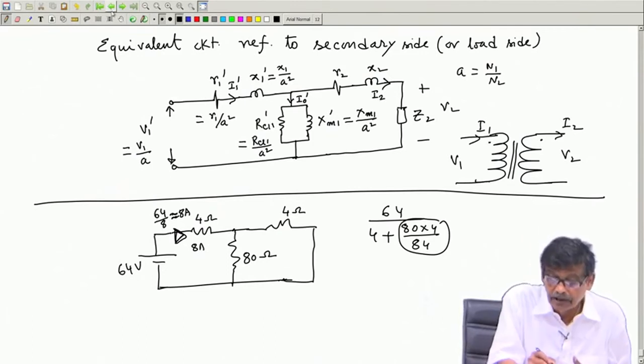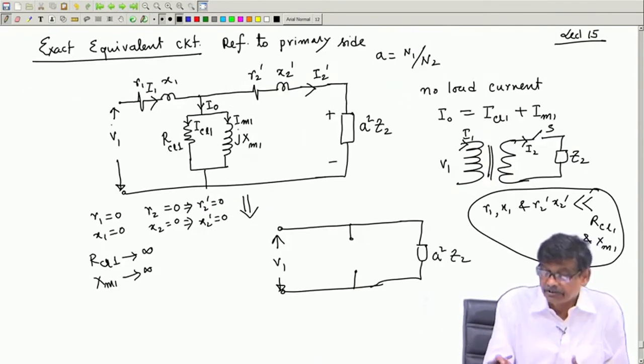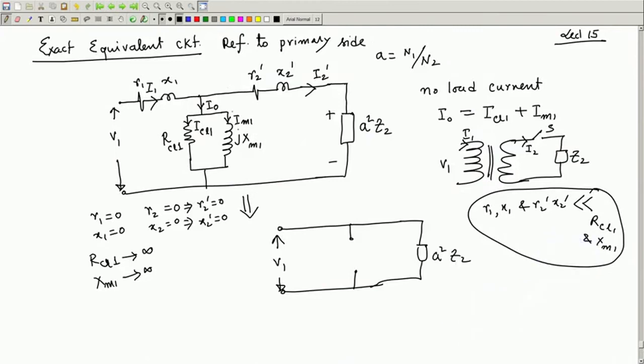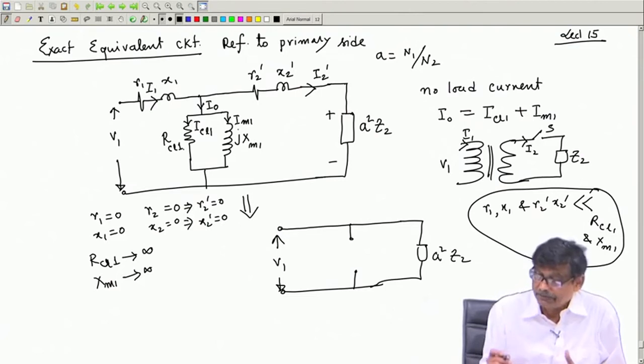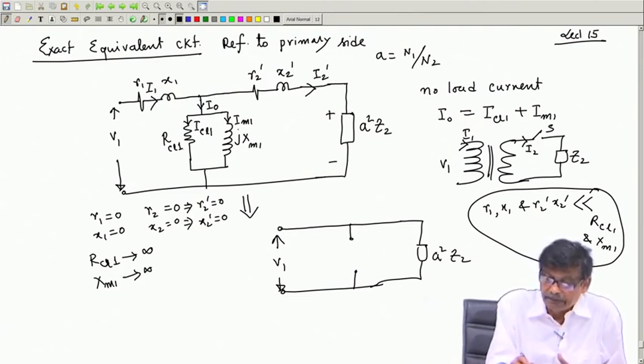So, coming back to the equivalent circuit referred to the primary side, if I know that this impedance is much higher compared to these values and these values, then I will rather sacrifice some accuracy, not too much. At the same time, I will reduce my computational burden. What I am trying to tell is this parallel branch.